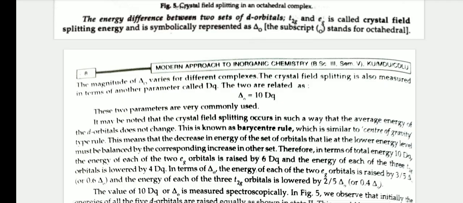It may be noted that the crystal field splitting occurs in such a way that the average energy of the d orbitals does not change. This is known as the barycenter rule, which is similar to a center of gravity type rule.